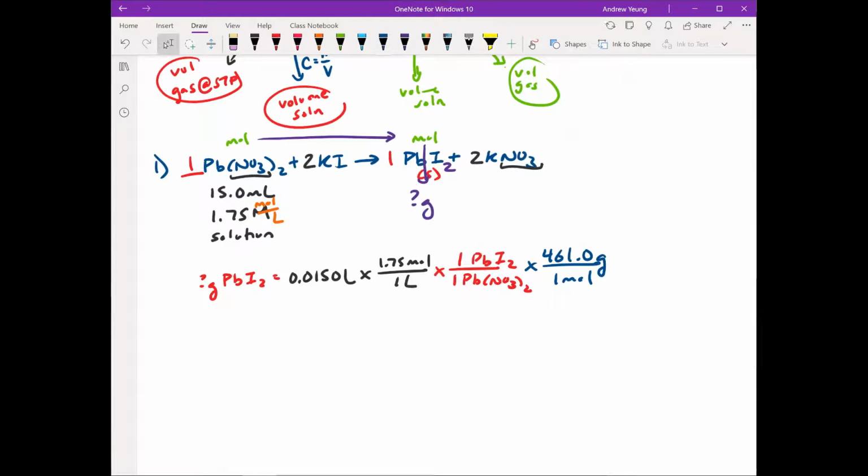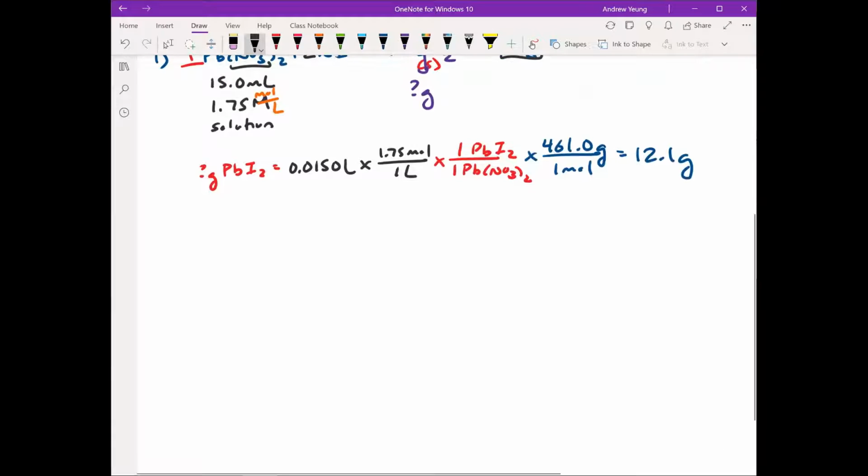Okay? Numbers on top you multiply, on the bottom you divide. I'm not going to worry about any times 1 or divide ones. So 0.015 times 1.75 times 461 gives me 12.1 grams of precipitate should form. All right? Hopefully you get that one there. Let's try one more here.